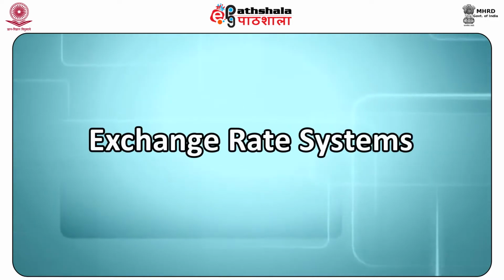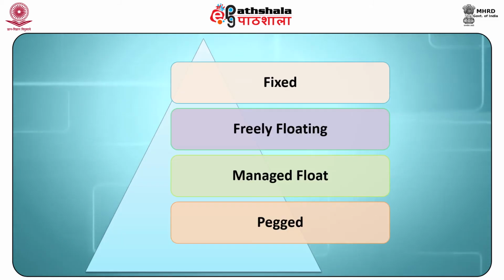Now we will discuss the exchange rate systems. Exchange rate systems can be classified on the basis of the degree of government control over the determination of exchange rates. Exchange rate systems basically fall into one of the following categories, each of which is discussed in turn. First, fixed. Second, freely floating. Third, managed floating. And fourth, pegged.